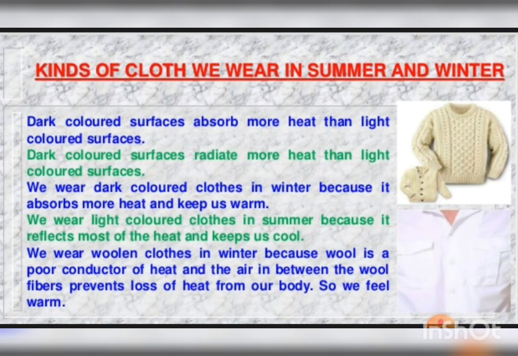The kinds of cloth we wear during summer and winter. Different clothes we wear, no? Mostly in summer we prefer very light and thin clothes, whereas in winter we wear very thick and dark clothes. Dark colored surfaces absorb more heat than light colored surfaces. Dark colored surfaces also radiate more heat than light colored surfaces. We wear dark colored clothes in winter because they absorb more heat and keep us warm. We wear light colored clothes in summer because they reflect most of the heat and keep us cool.